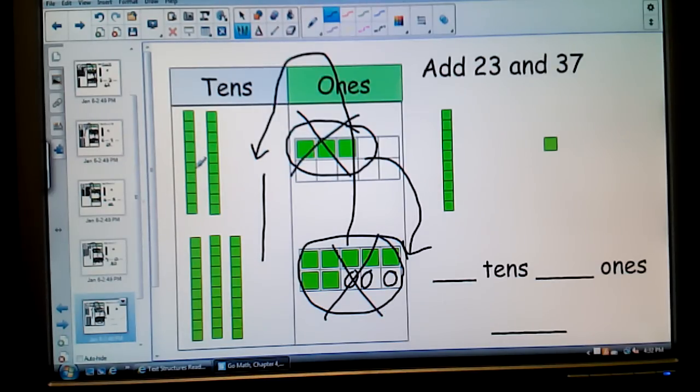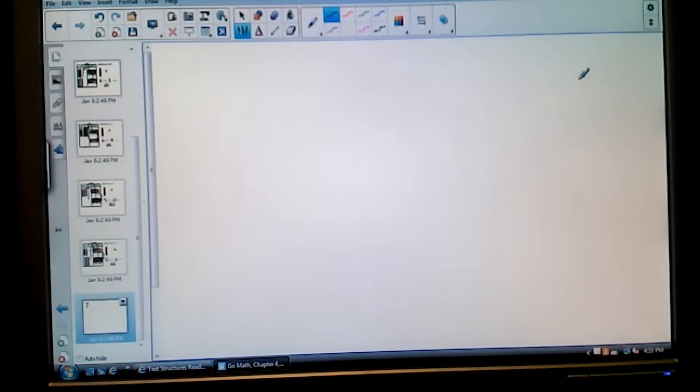Now, how many 10s do I have left? 1, 2, 3, 4, 5, and 6 for the one that we regrouped. There are no ones left over, and my number turns out to be 60. 23 and 37 when added together after some regrouping work gives me an answer of 60.